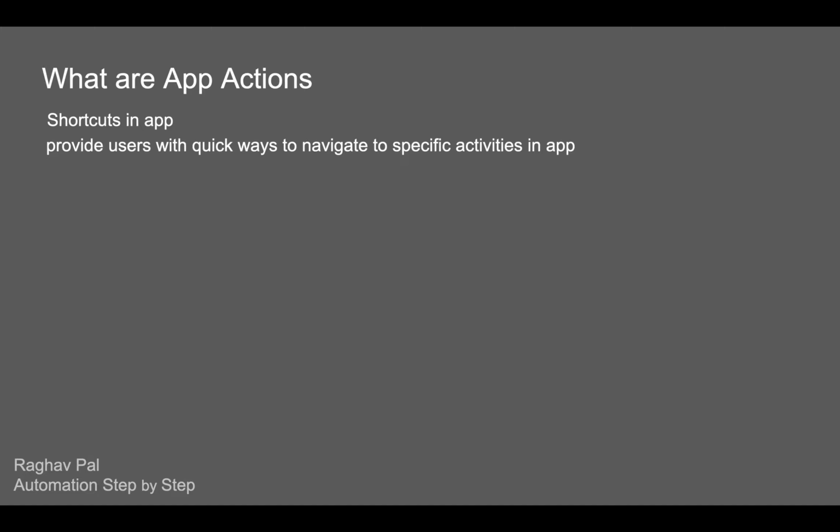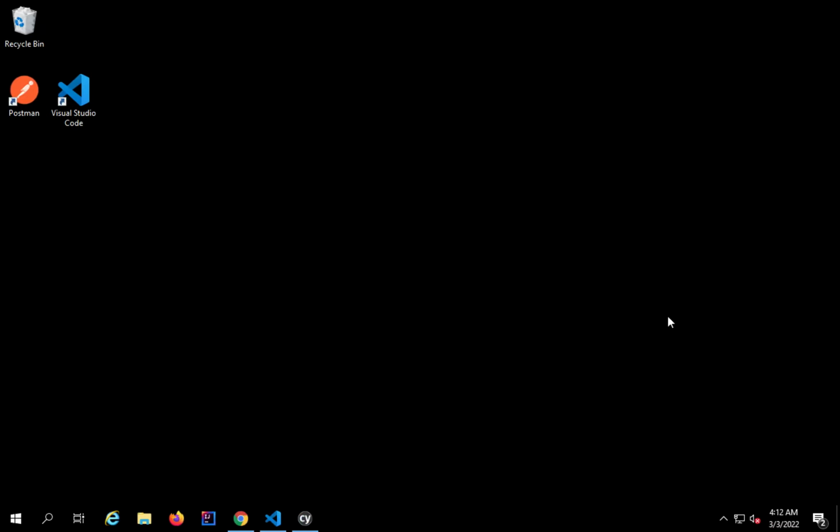Now, in very simple words, app actions are some shortcuts in your app that you can use to quickly navigate to specific activities in your app. And we can say that app actions change the state of your app without doing any user interaction or without doing anything on the GUI of the application. Let me show you an example.